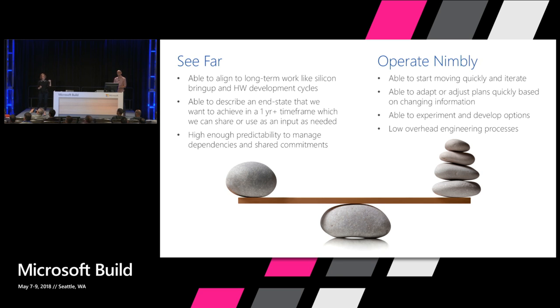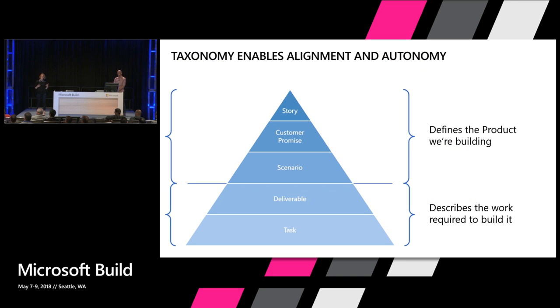And we need to be able to say, in a year at Build, we want to talk about X. In a year at Christmas, we want to launch Y. So we need things that have the ability to see far. But we need for the teams and for the organization to be able to respond to changes, to be able to adjust plans. We need to be able to operate nimbly. So the way we try and structure this is with a taxonomy. You've probably seen this in other things. It is a foundational way we keep our work organized. The top layers, the top of the taxonomy, keeps our work aligned.